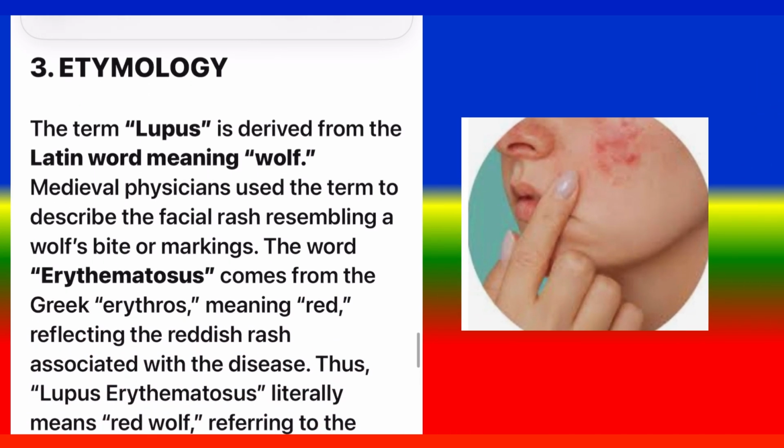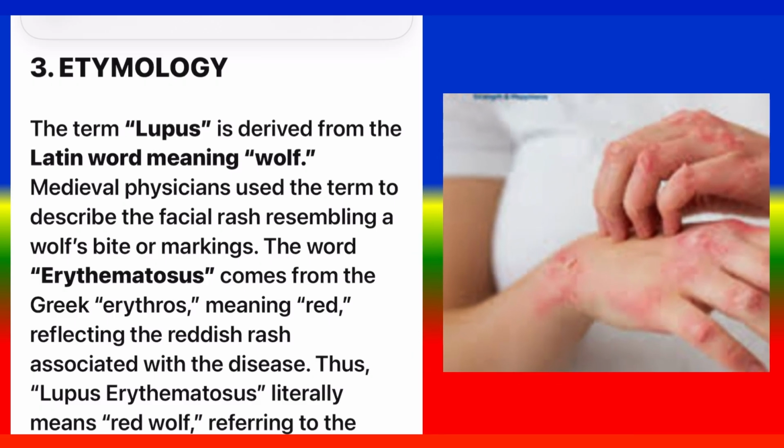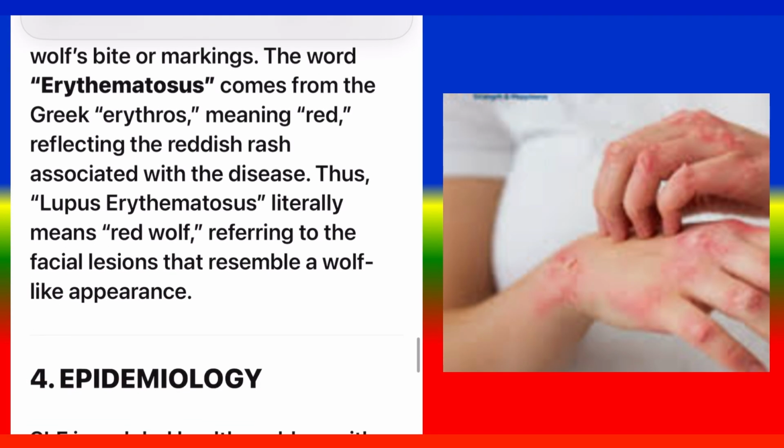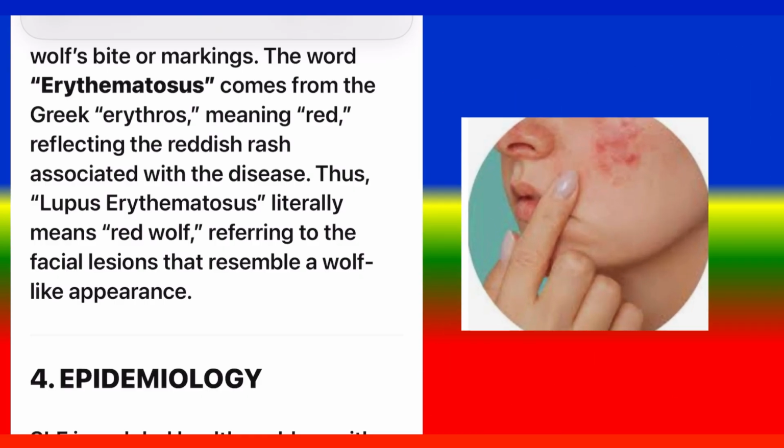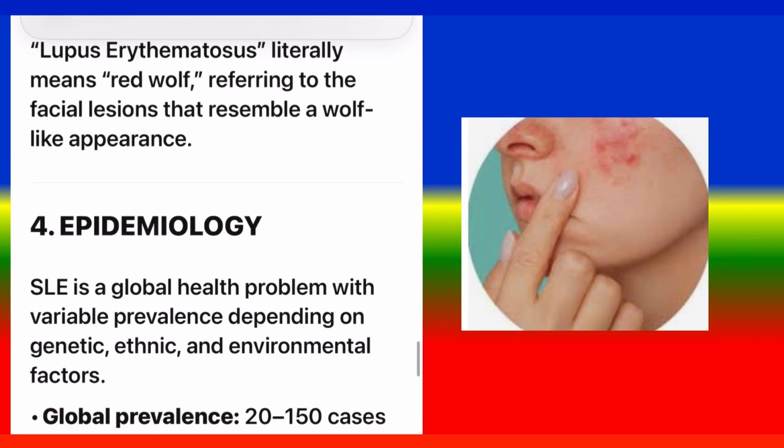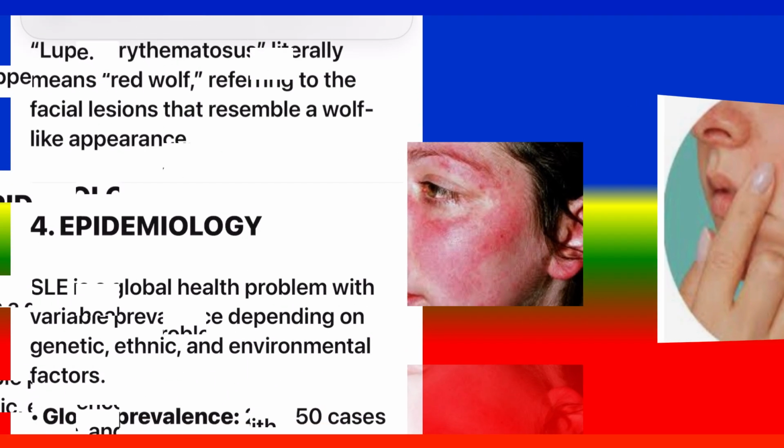3. Etymology. The term lupus is derived from the Latin word meaning wolf. Medieval physicians used the term to describe the facial rash resembling a wolf's bite or markings. The word erythematosus comes from the Greek erythros, meaning red, reflecting the reddish rash associated with the disease. Thus, lupus erythematosus literally means red wolf, referring to the facial lesions that resemble a wolf-like appearance.